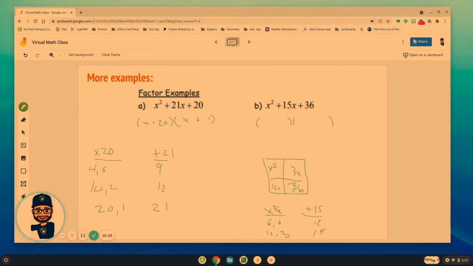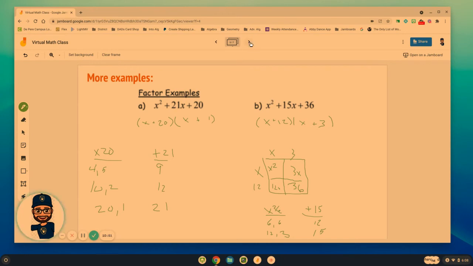What goes into 12x and 36? Well, that would be 12. What goes into x squared and 3x? That would be x. X squared and 12x? That would be x. 3x and 36? That would be 3. So x plus 12 times x plus 3. You could have also said x plus 3 times x plus 12. You could have flipped them around and that would be okay.